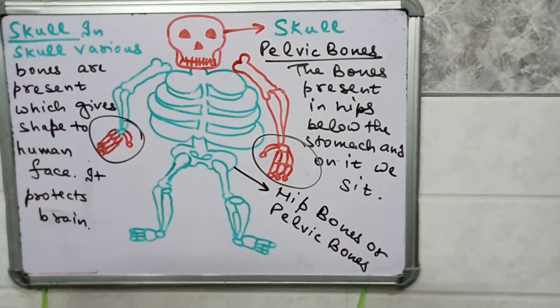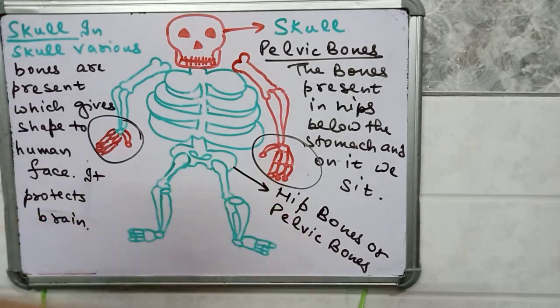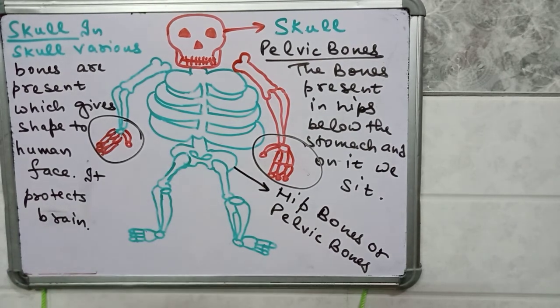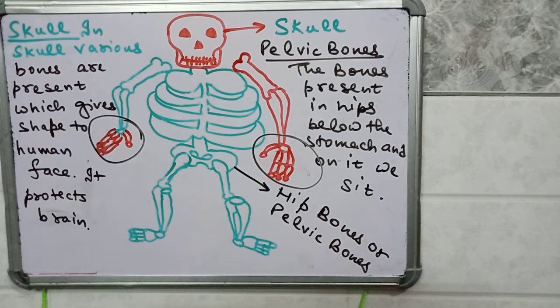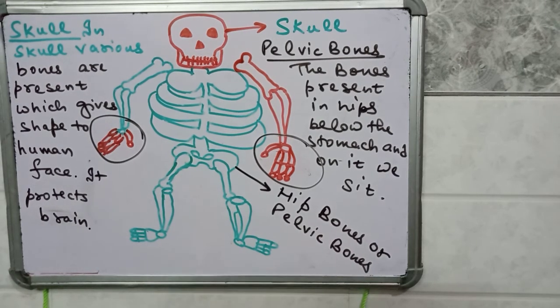And what are pelvic bones? These are the bones on which you sit. So the bones present in hips below the stomach are known as pelvic bones, and these are the bones on which humans sit.